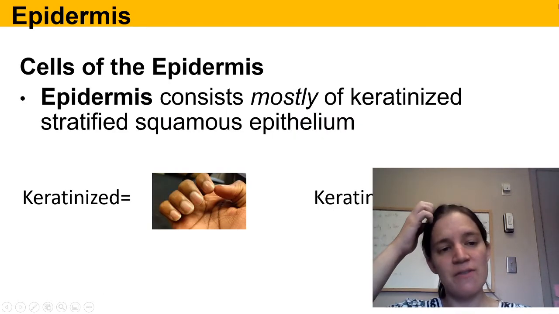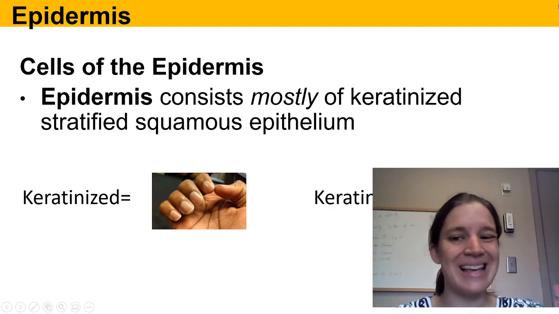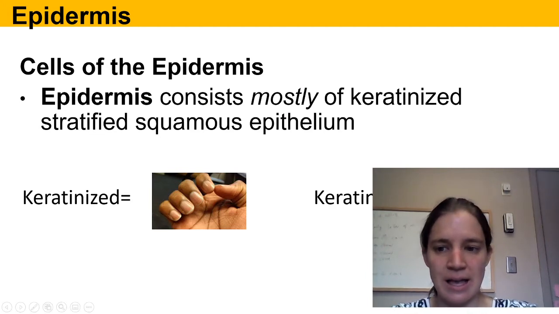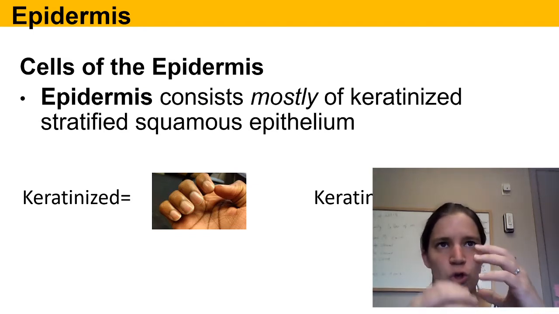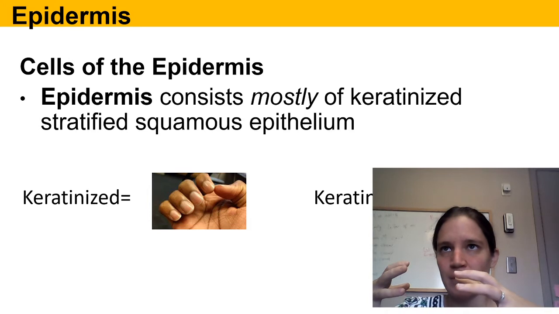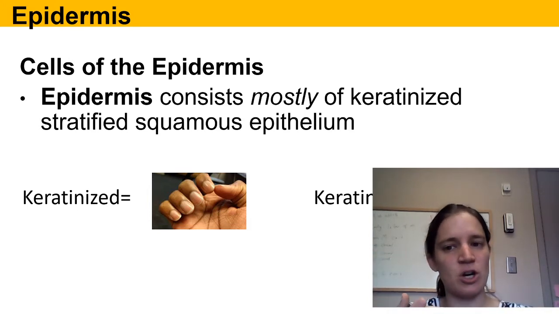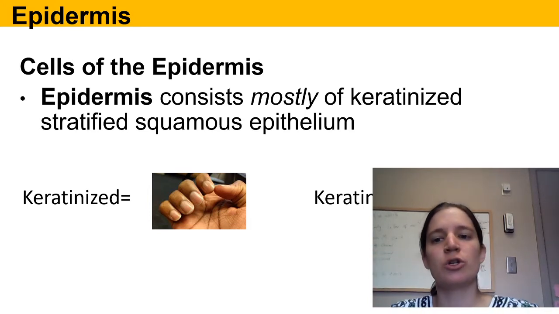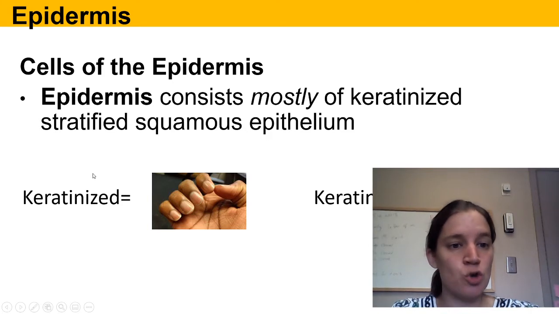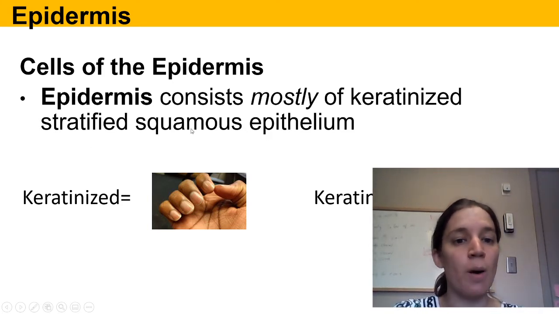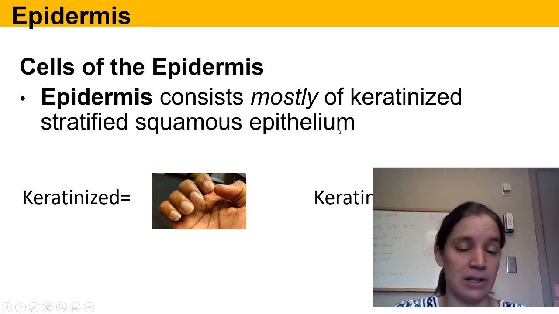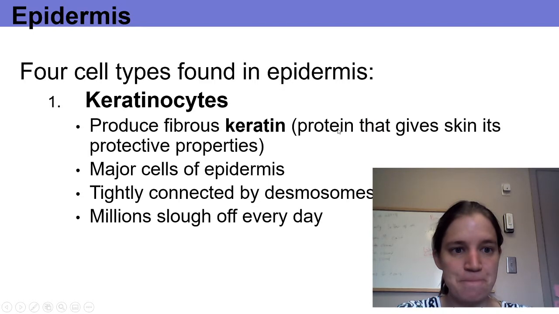So cells of the epidermis are mostly keratinized. Doesn't have anything to do with carrots. It has to do with the protein keratin. So these cells have had keratin added to them. They're tougher than normal. So it's mostly keratinized, stratified, so lots of layers. Squamous, the top layer is flat. Epithelium, so epithelial tissue. All right?